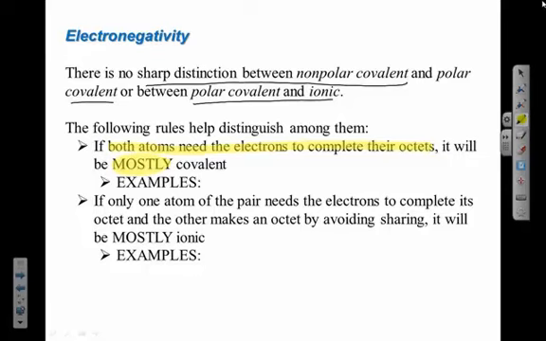If one of the atoms needs the electrons to complete its noble gas configuration, but the other atom can only make its noble gas configuration by avoiding sharing, then it will be mostly ionic.